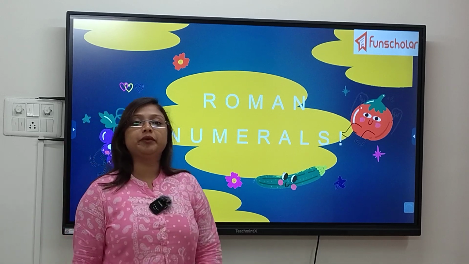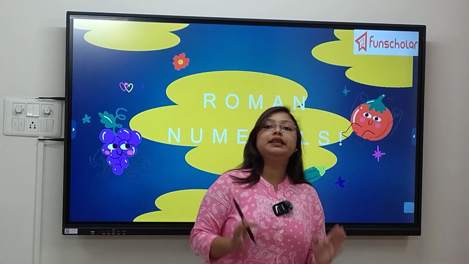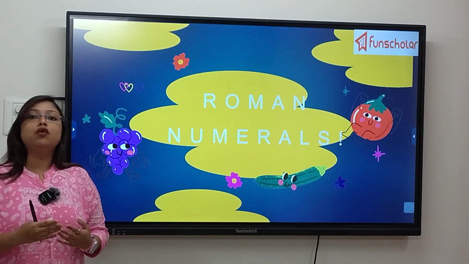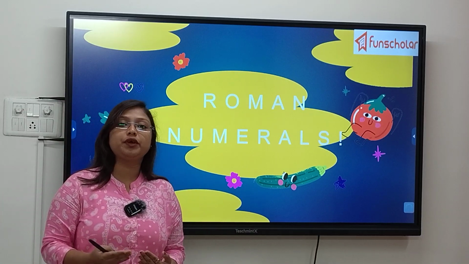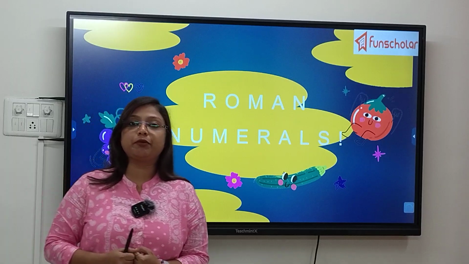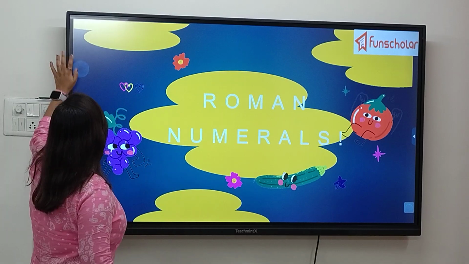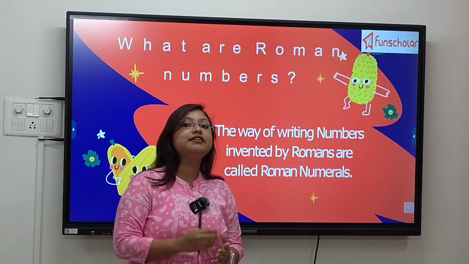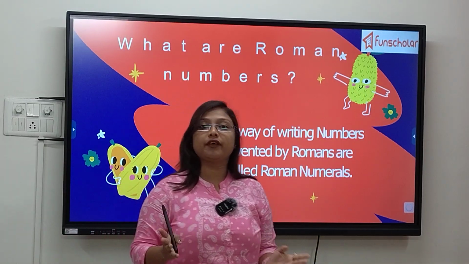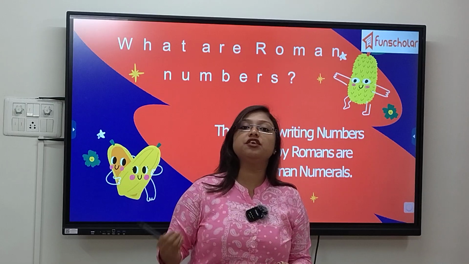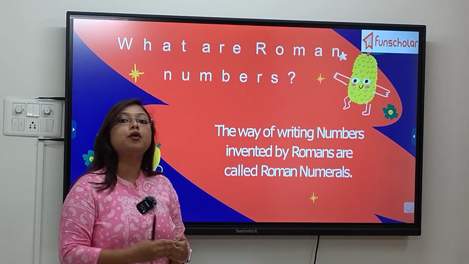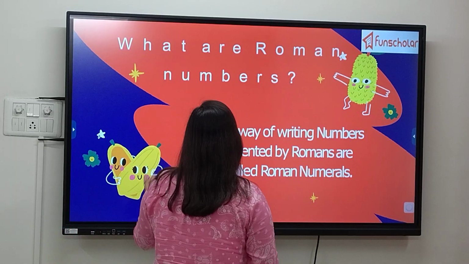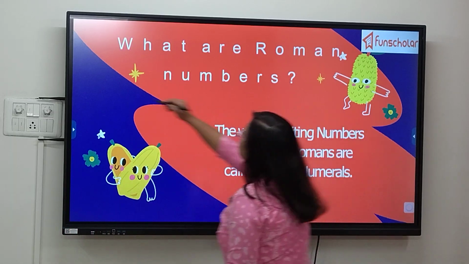What are Roman numerals? Roman numerals are numerals that were invented by the Romans. Rome is a city situated in Italy, in the continent of Europe. Roman numerals were invented in the 8th or 9th century BC, that is before Christ, before the birth of Jesus Christ. After the birth of Jesus Christ, it is AD. So, Roman numerals were invented in 8 BC.